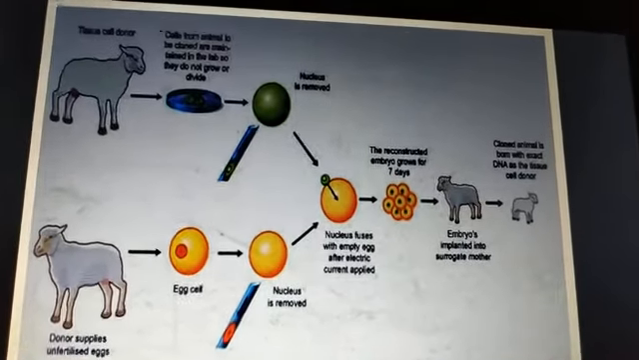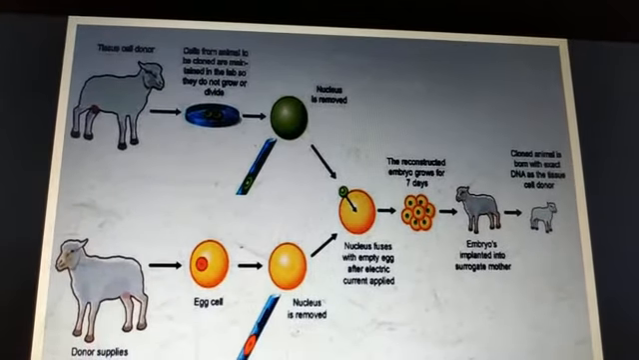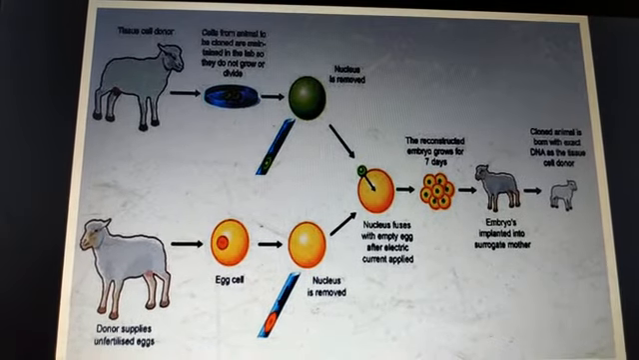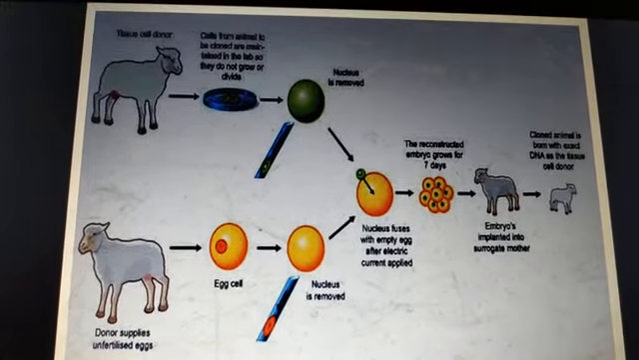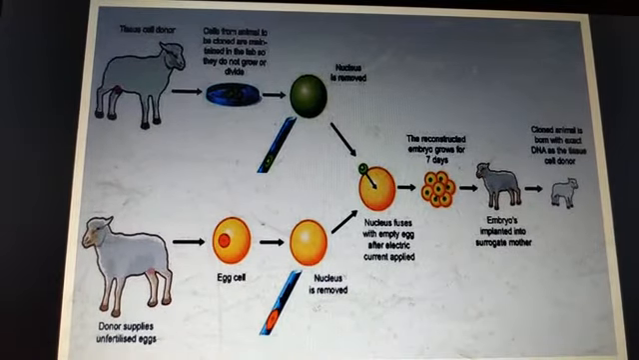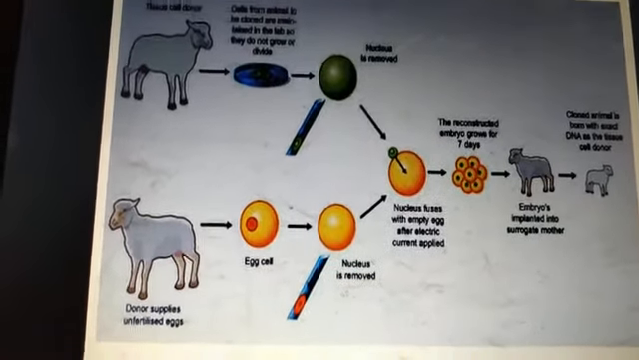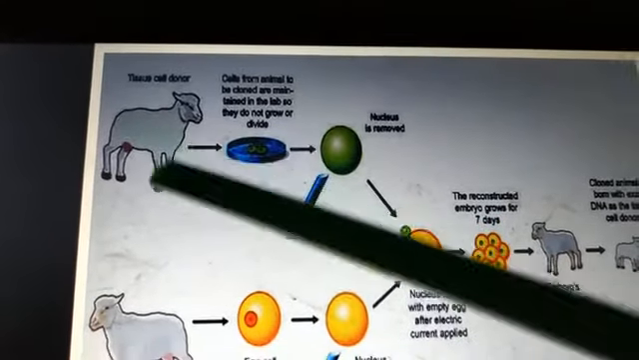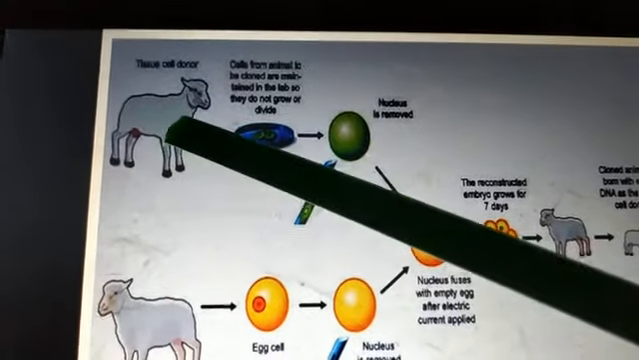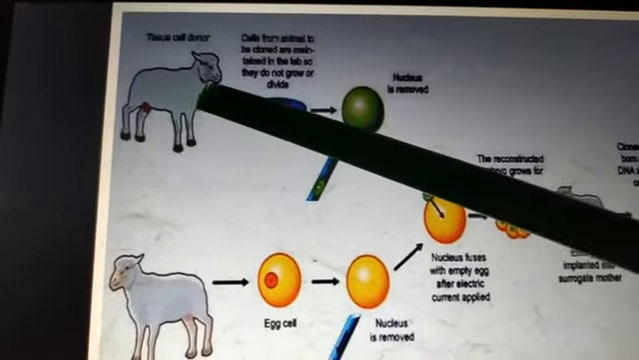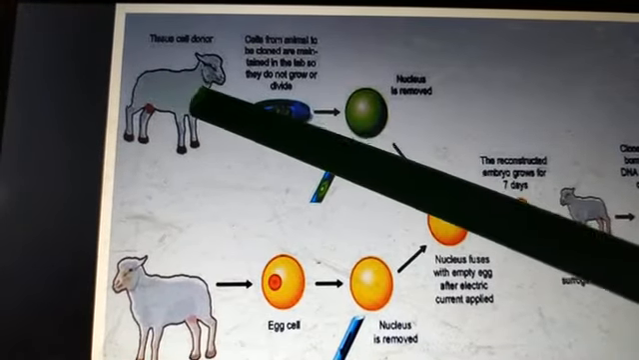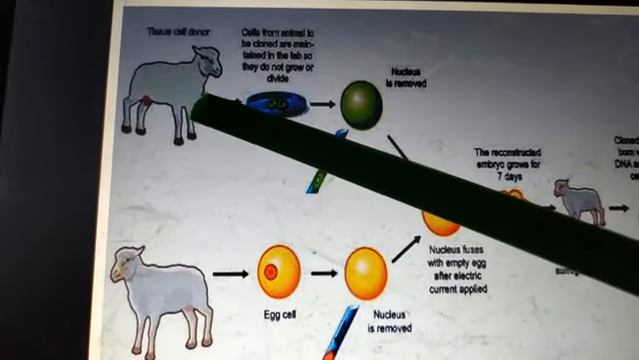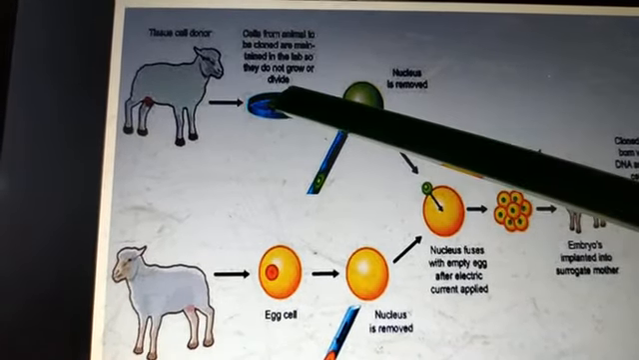Now let's see how we have used this technique of cloning and somatic cell nuclear transfer to produce a transgenic animal called Dolly. So here, this is our donor cell. This is the cell that we want to clone. So we will take out the cell from this animal, from this sheep. This is a sheep. So we have taken out the cell from this.